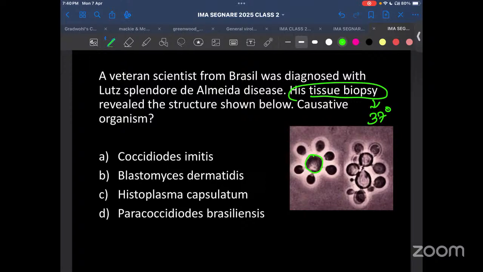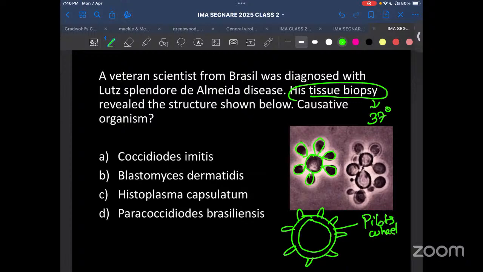And what type of yeast is it? It is a narrow-based budding yeast. So it forms a structure like this. Have you seen a structure like this before? This is actually a wheel, the wheel that you see in boats and ships. That wheel is known as a pilot's wheel, or also known as a mariner's wheel. The pilot's wheel or mariner's wheel appearance is actually a feature of Paracoccidioides.